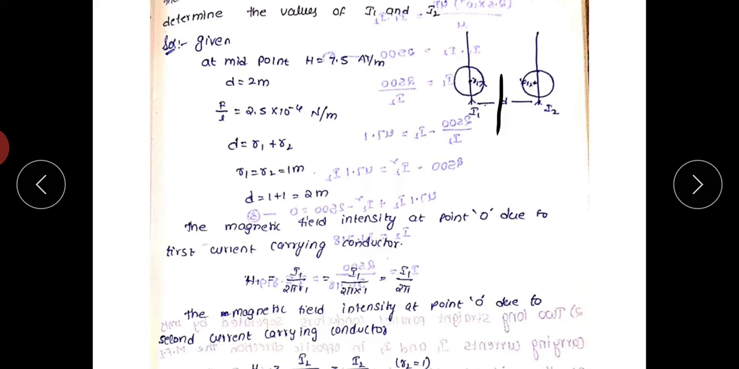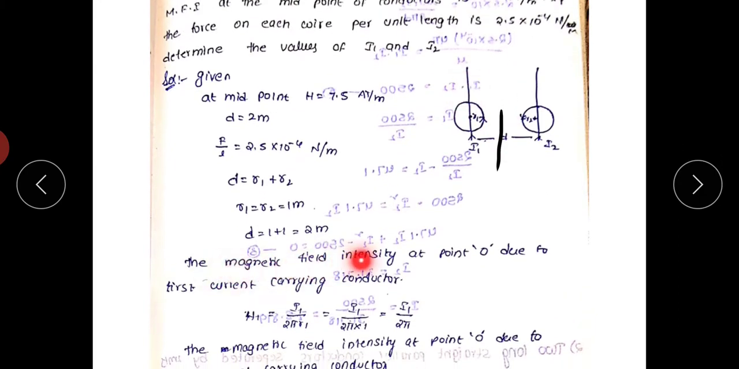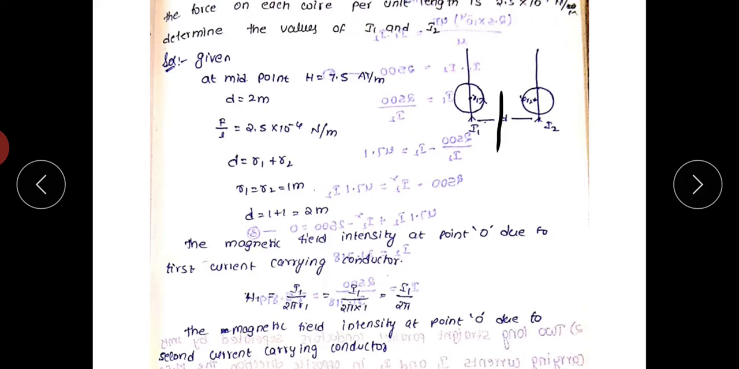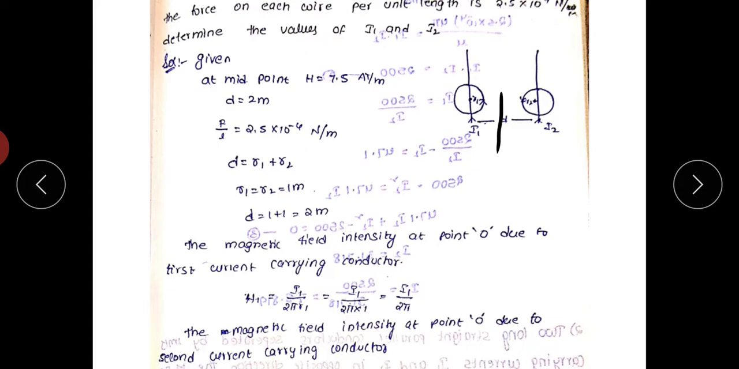First, find the magnetic field intensity at point O, the midpoint, due to the first current carrying conductor. We know the magnetic field intensity due to a straight current carrying conductor is H equals I by 2 pi R. So H1, due to the first conductor, equals I1 by 2 pi R1, where I1 is the first conductor current and R1 is its distance to the midpoint. With R1 equal to 1, H1 equals I1 by 2 pi.